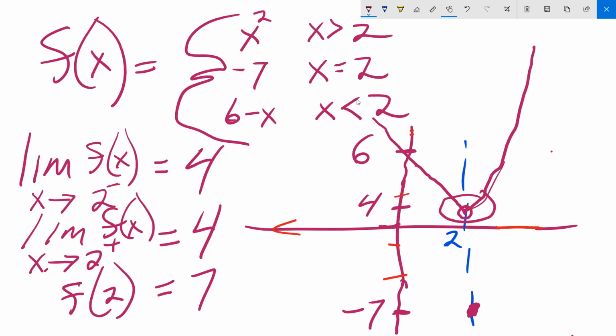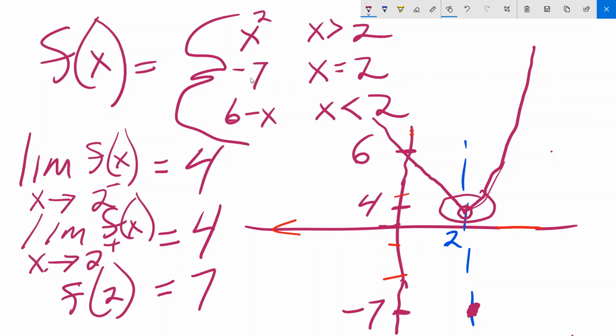If, when x is equal to 2, the value was equal to 4, then it would be continuous. In other words, if this dot that I have down here at -7 was at 4, if I turn this -7 into a 4, we would have a continuous function. It would still be piecewise. The only way you'd be able to define it would be piecewise, but it would be continuous because the limits from both sides equal each other and are equal to what the function is at that point.